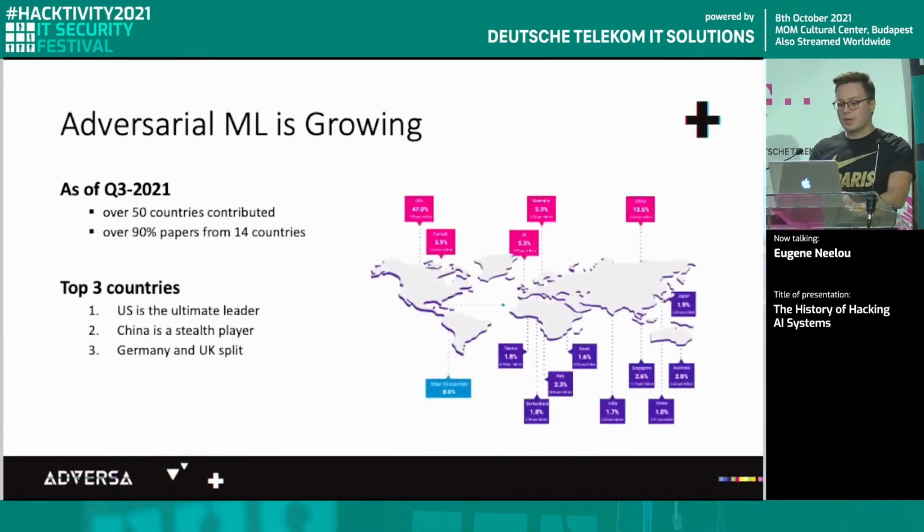And basically, if we take a look at the geography, we can see that the top countries that contributed to the total body of knowledge are predictably the US, China, Germany and the UK. Unfortunately, we don't have Hungary here, but on this map you can see there are over 50 countries that published some research on this topic, but only 14 countries generated over 90% of all papers.